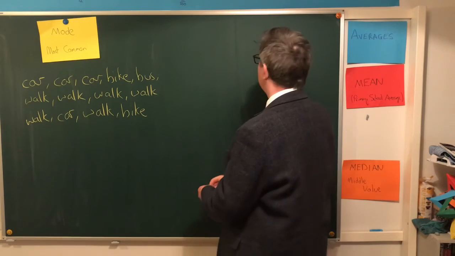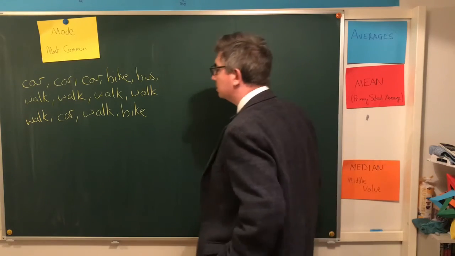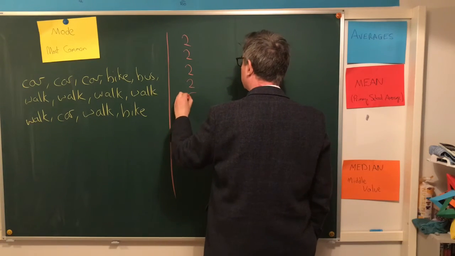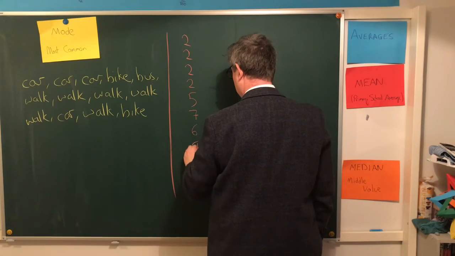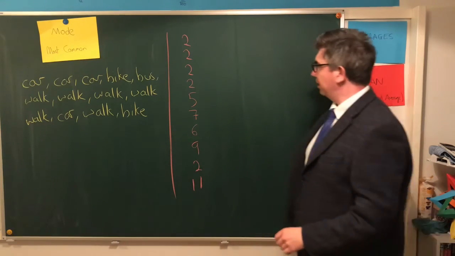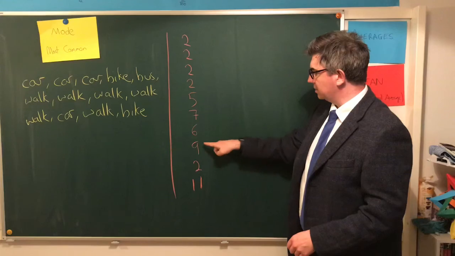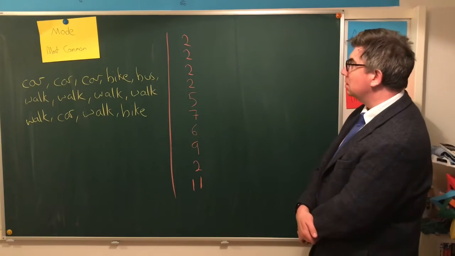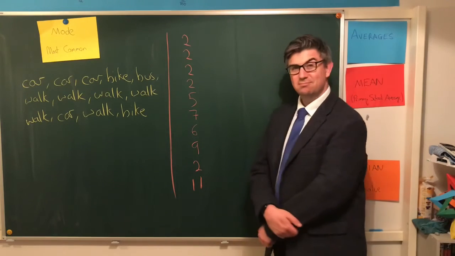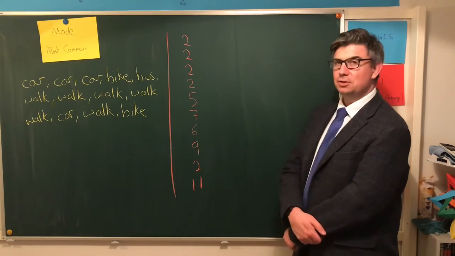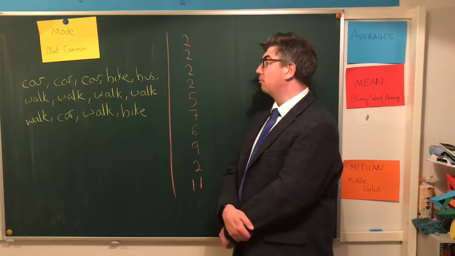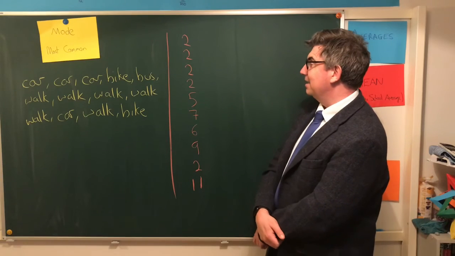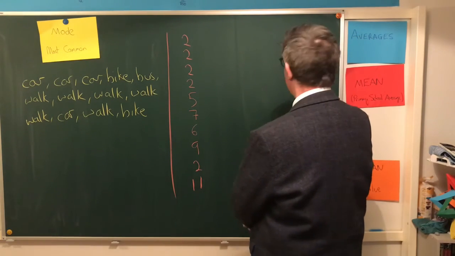We can obviously also use the mode on numerical data. Let's draw up a data set. That's a data set there: 2, 2, 2, 2, 5, 7, 6, 9, 2, and 11. We have data, and we want to find the mode of that data set. Well, what's the mode? Yeah, so the mode is 2, as it's the most common. So it's a really nice average to be able to work out. You just have to work out how frequently each entry occurs. So that's what mode is.